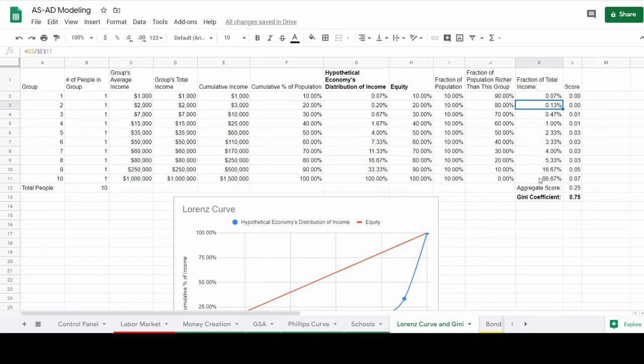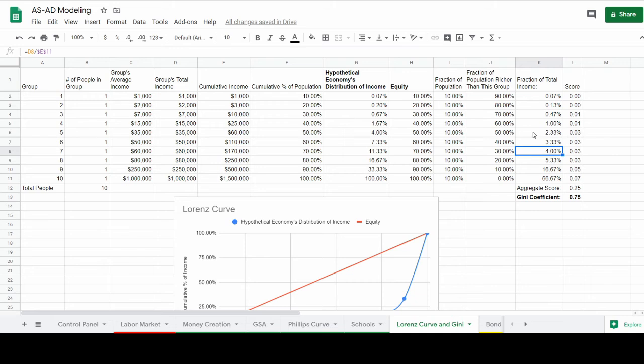This is how we get to the point of knowing that the top person controls 66.67% of the income. The lowest person controls 0.07% of the income. Now, person number 5 controls 2.33% of the income. Person number 6 controls 3.33%. And person number 7 controls 4%.